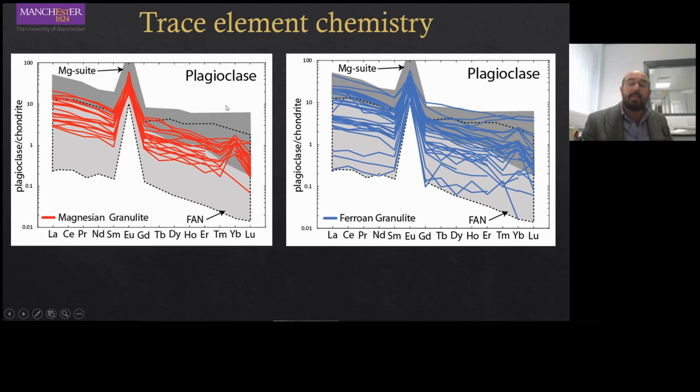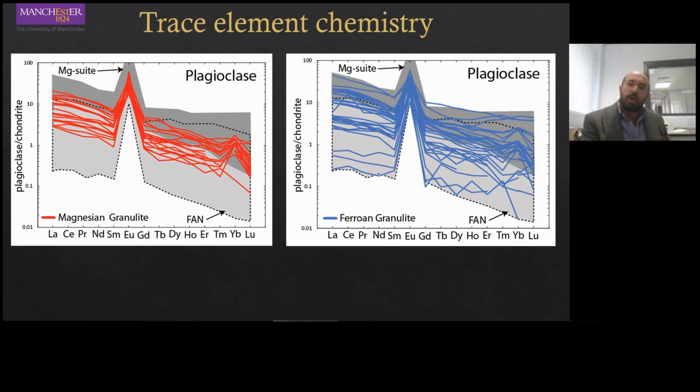So, looking then at the trace element chemistry, these are analyses of plagioclase. These are chondrite normalized plots showing all the rare earths. And for convenience, I've split these again into these historic subdivisions of Magnesian granulites on the left and more Ferroan ones on the right.